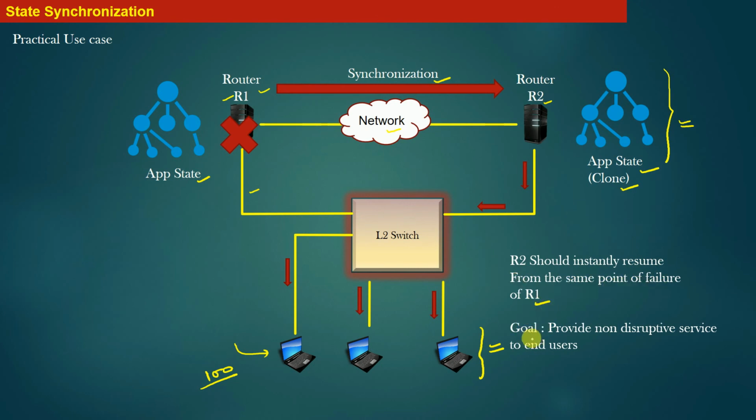And the goal of this state synchronization is to provide non-disruptive service to the end users. So from the end user's point of view, end users would not even know that the router R1 has failed, and the redundant router R2 has taken over the responsibility of the primary router R1, right? From the end user's point of view, they would not even know this, and they will continue to receive the non-disruptive service from either router R1 or router R2 as the case may be.